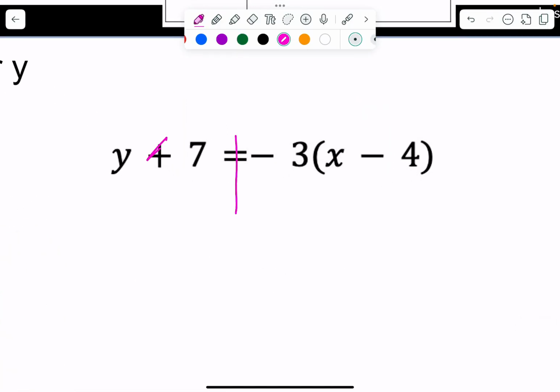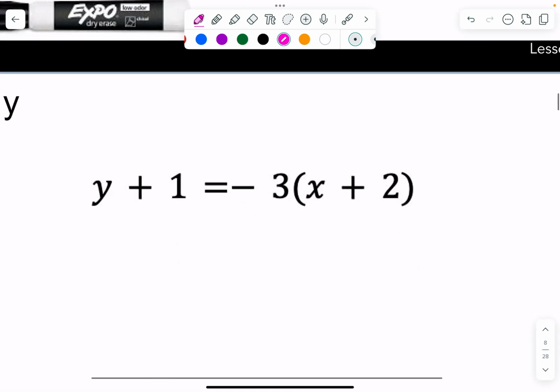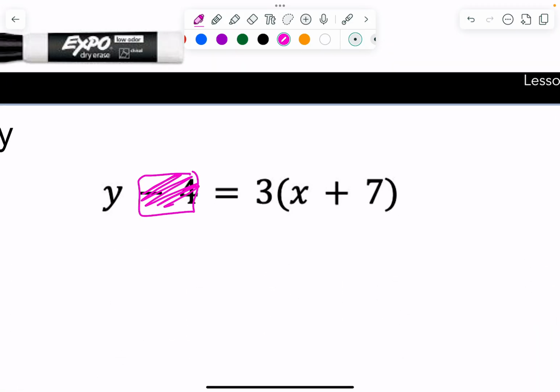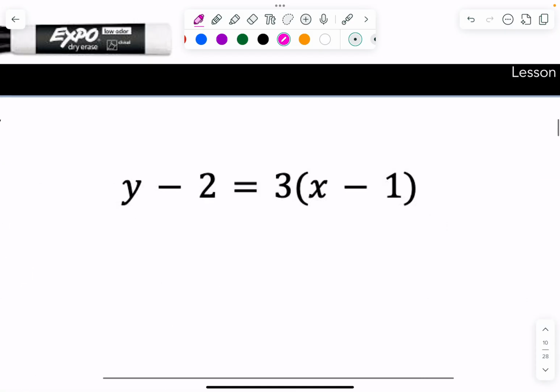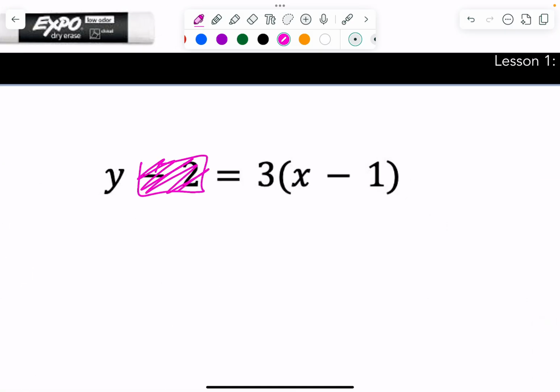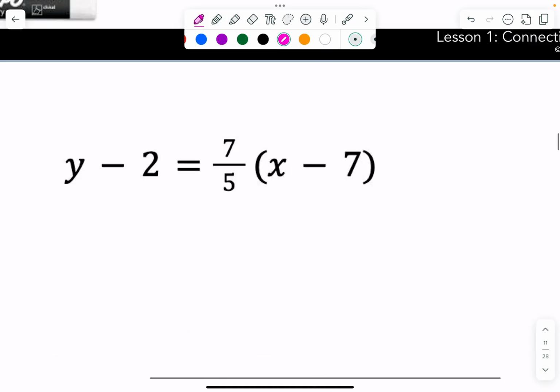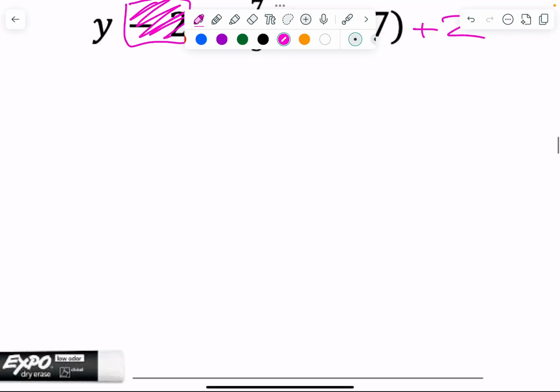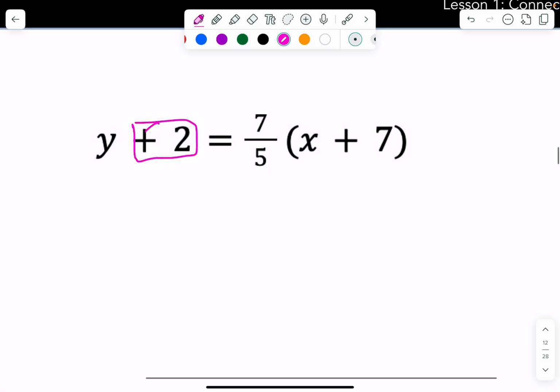If I want to get y by itself, we're going to do the opposite of plus 7, minus 7, right? Then right here, if I want to get y by itself, the opposite of positive 1, negative 1. The opposite of negative 4, positive 4. The opposite of negative 2, positive 2. The opposite of negative 2, positive 2. The opposite of positive 2, negative 2.